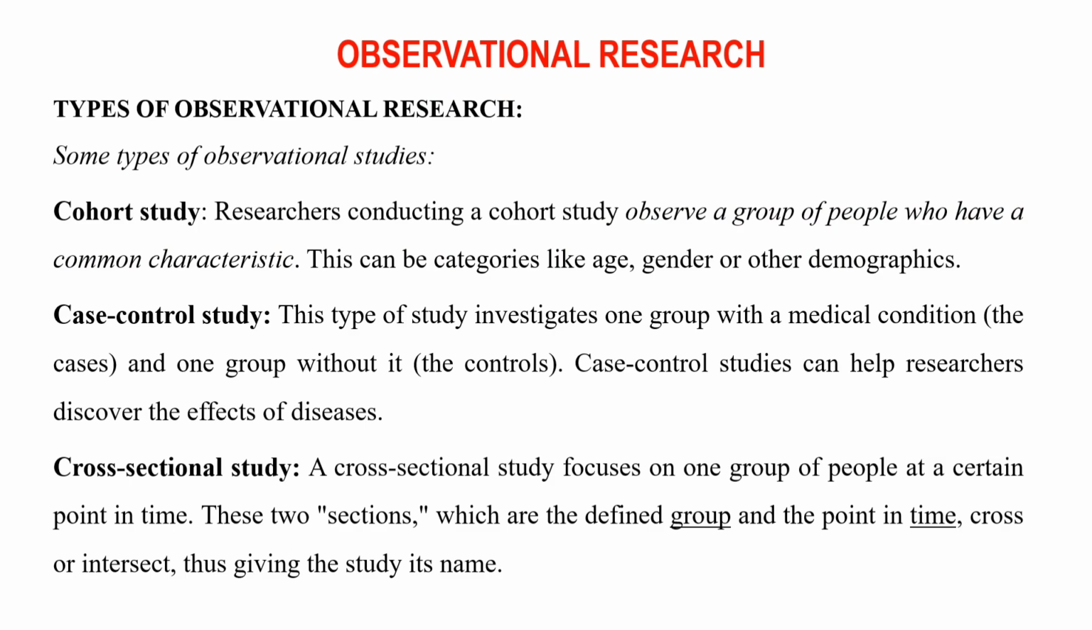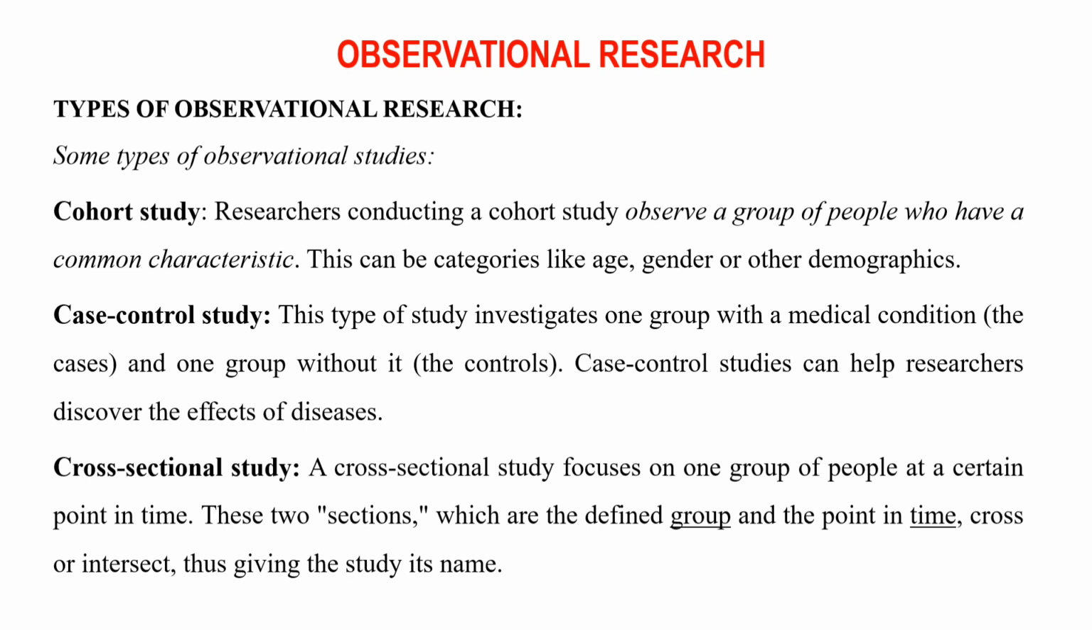There are different types of observational research. The first one is a cohort study. In this study, the researcher will observe a group of people who have common characteristics. This common characteristic may be age group, gender, or other demographics.